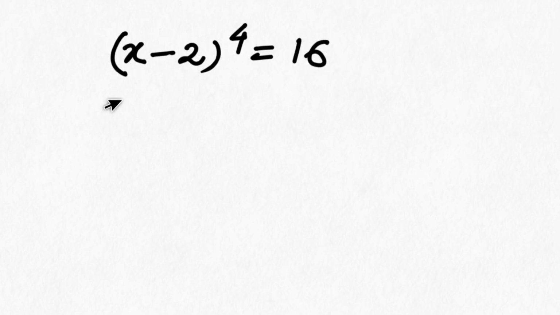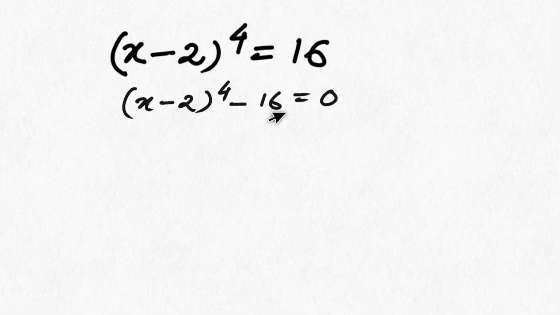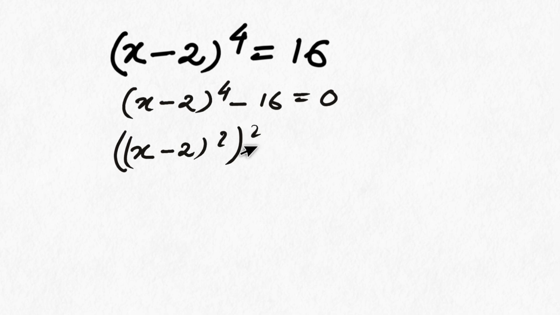16. To solve this, let's first bring everything over to one side. By subtracting 16 from both sides, we get the quantity x minus 2 to the fourth power minus 16 equals 0. Now we can rewrite this to look like a difference of squares. The quantity x minus 2 to the fourth power can be written as the quantity x minus 2 squared, all squared again, and 16 is exactly 4 squared. So our equation becomes the quantity x minus 2 squared, all squared again, minus 4 squared equals 0.